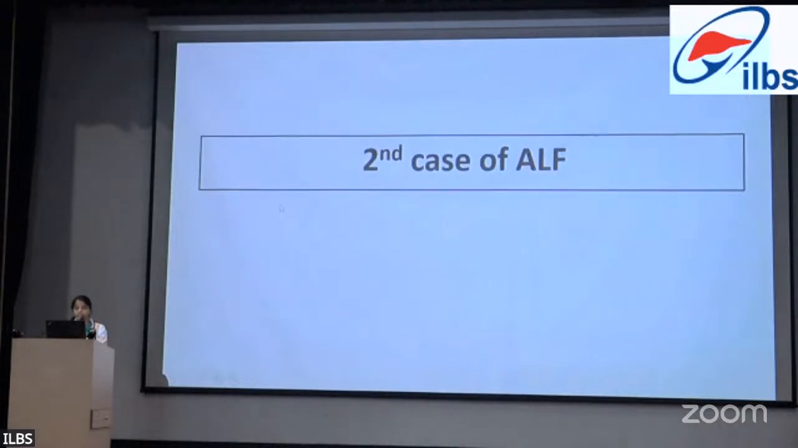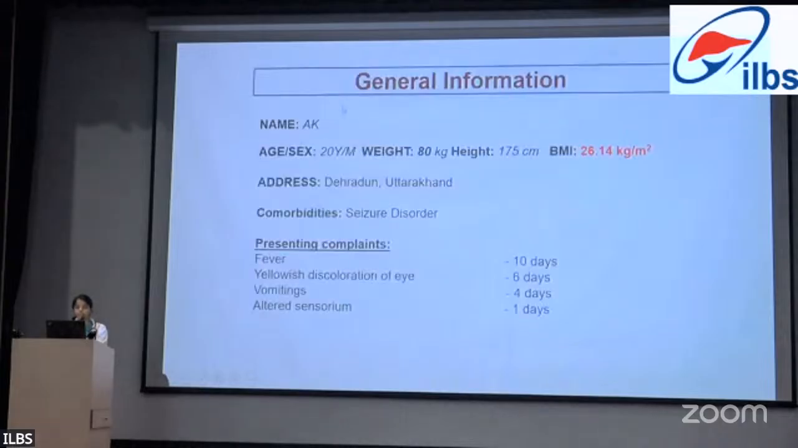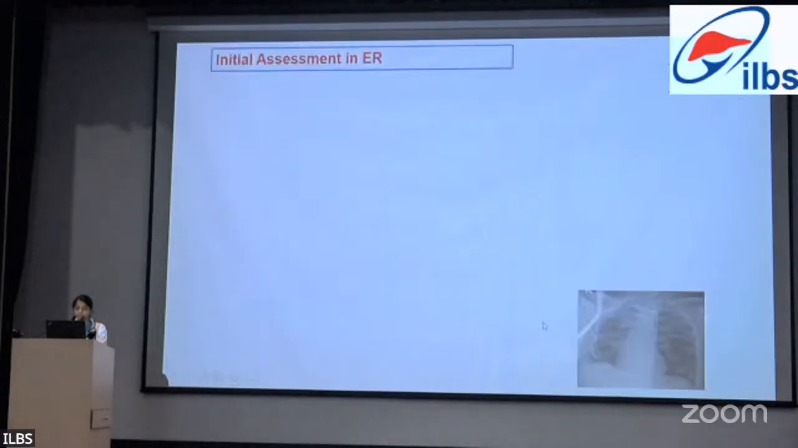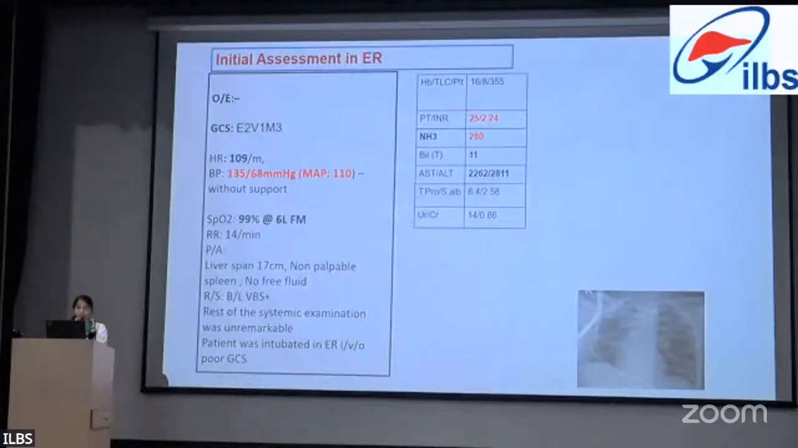Similar case, there's a second case of ALF. A 20-year-old male with a BMI of 26.14 with comorbidity in the form of seizure disorder had fever for the past 10 days with yellowish discoloration since 6 days, vomiting 4 days, and altered sensorium 1 day. His initial assessment in ER revealed a poor GCS with a MAP of 110. His saturation was maintained, but in view of poor GCS, he was intubated in ER.